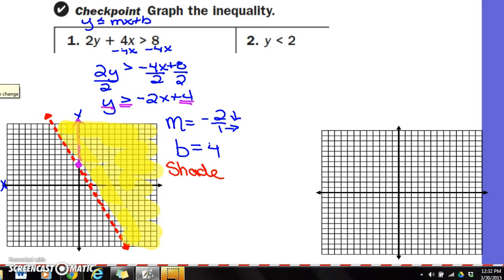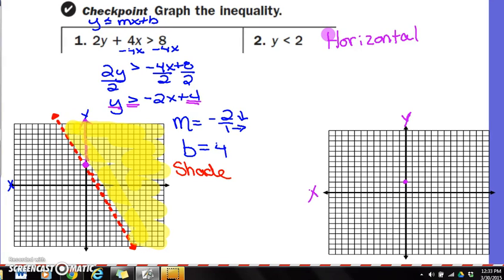Last question. Y is less than 2. If x were vertical lines, then y's are horizontal. And the slope would be 0, so we find our y-axis. Here's our x-axis, here's our y-axis. We go up to 2, and it's going to be horizontal. Well, it is going to be a dotted line because there is no equal sign. So it's going to be a nice dotted line, just like this, the whole way across.